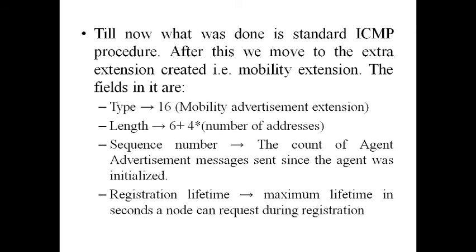Here, type. Type is set to 16 here. Here also, type is always set to 16, which is nothing but the mobility advertisement extension. Okay. Length. Length is nothing but 6 plus 4 times the number of addresses. Every foreign agent or foreign network will advertise its presence with some length of the address, and that length is 6 plus 4 times the number of addresses.